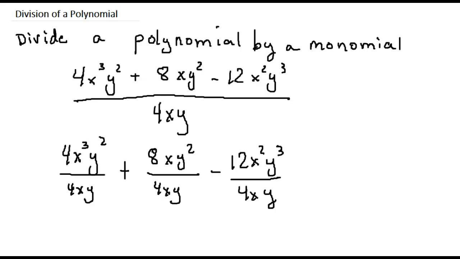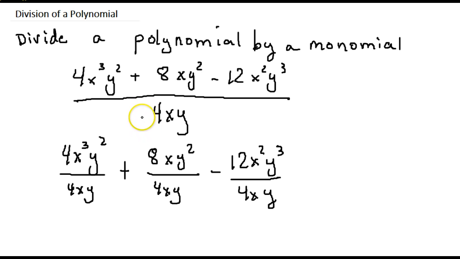This is section 5-3, dividing polynomials. We're on page 233. So this is what I'm going to divide a polynomial, and in this case we have a trinomial, 3 terms, divided by a monomial, 1 term. So we have open fraction 4x cubed y squared plus 8xy squared minus 12x squared y cubed all over 4xy, close fraction. And this looks like a daunting task.